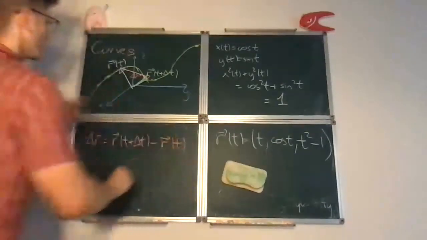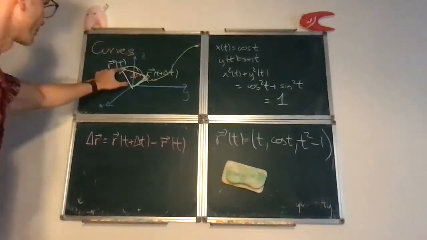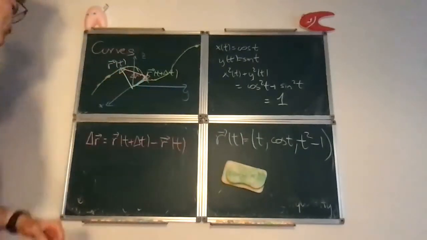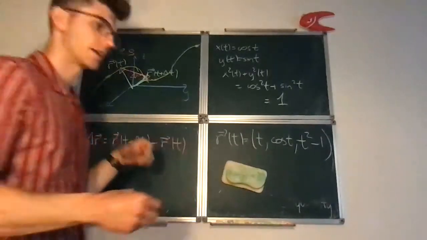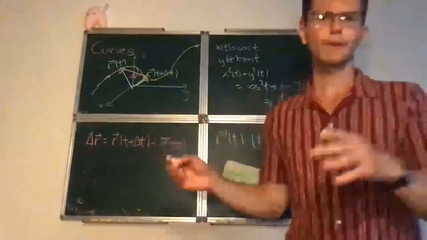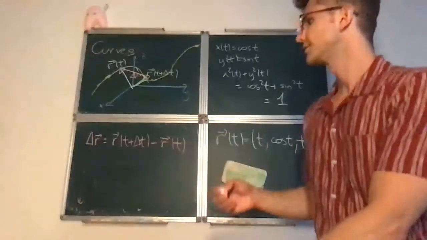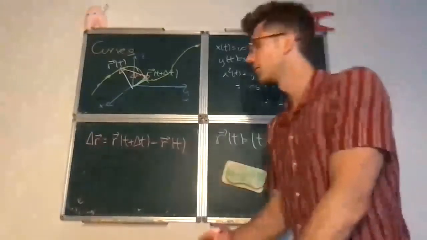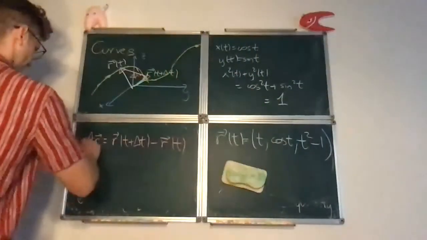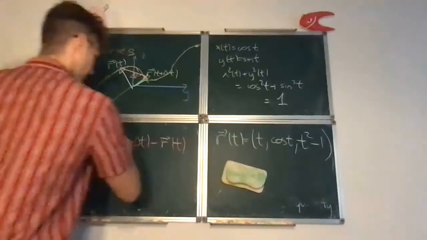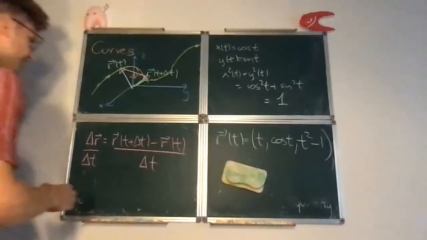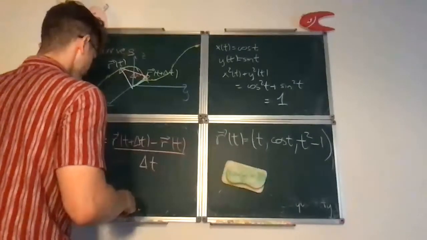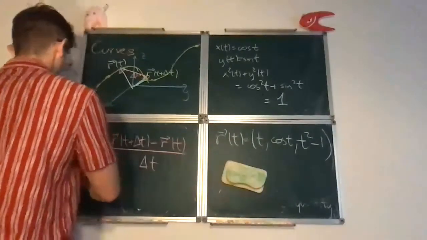This is like the vector PQ, if you think of this as point P and this as point Q. Okay? And so this is the displacement in some amount delta t. And so the average velocity will be the net displacement divided by the amount of time it took you to travel that displacement. So this is the average velocity.